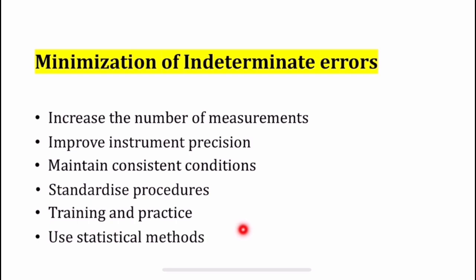Use statistical methods. Statistical methods can identify and reduce the random errors in the data. While it is impossible to completely eliminate indeterminate errors, these steps can help reduce their magnitude and impact on results.